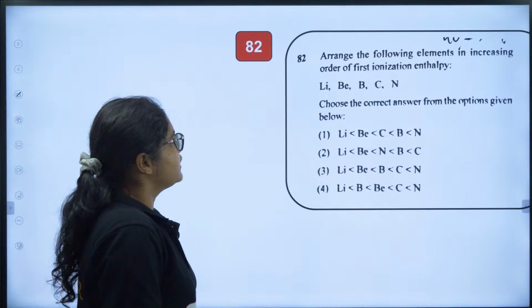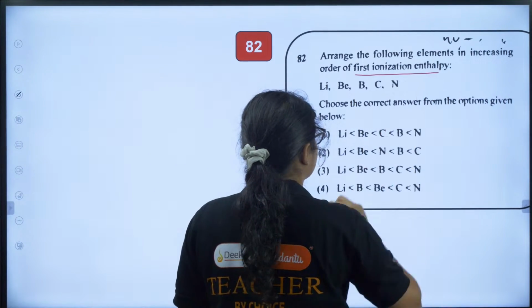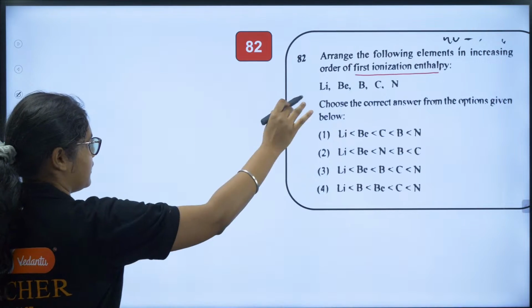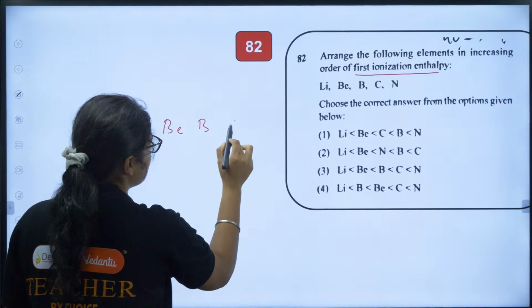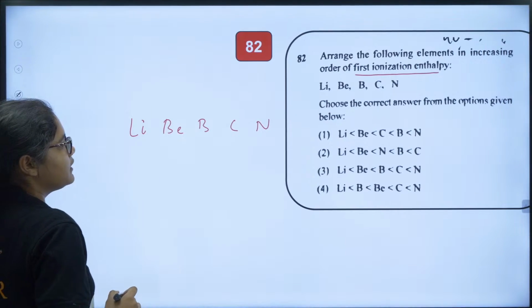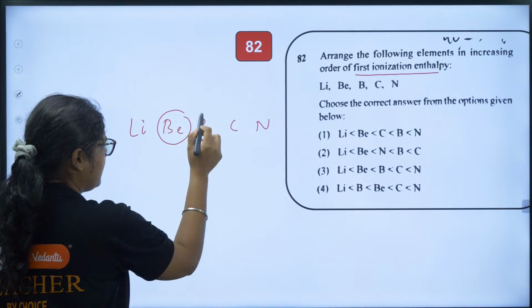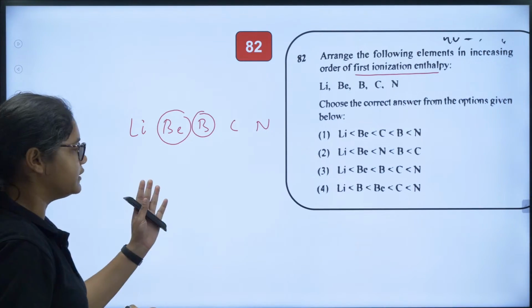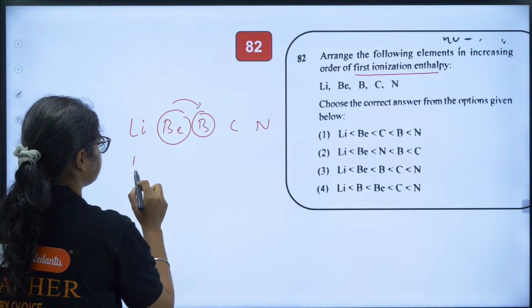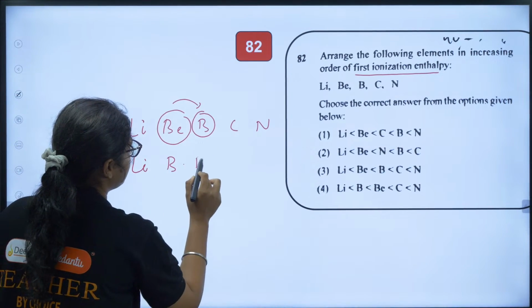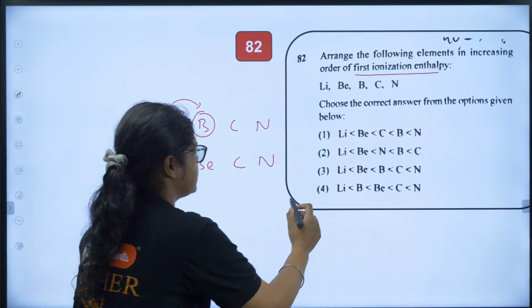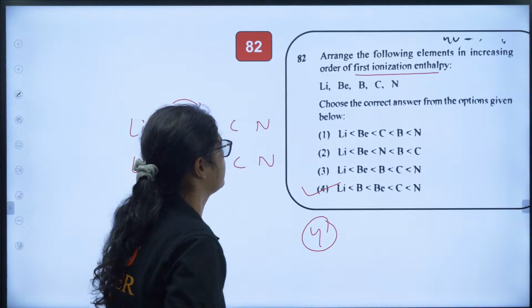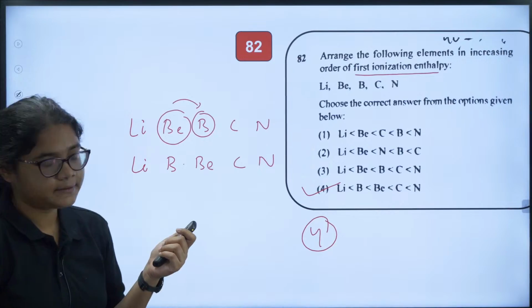Now coming to the next question, the first ionization enthalpy for this one. So if you place these elements in order, we'll get lithium, beryllium, boron, carbon and nitrogen. But you know that beryllium's electronic configuration is fully filled, so here there is an exchange, and we will get lithium, boron and then beryllium, carbon and nitrogen. So the correct answer for this question will be option number 4. Okay, now let us see the next question.